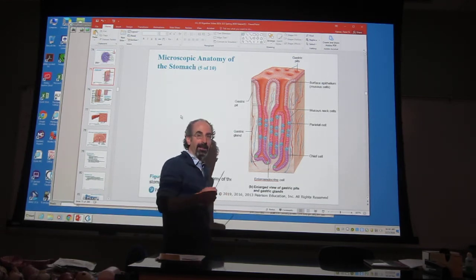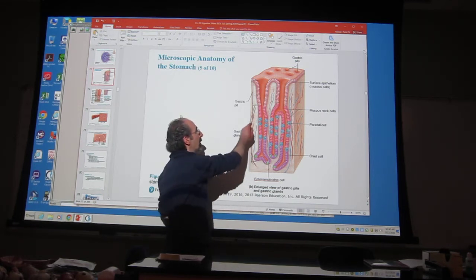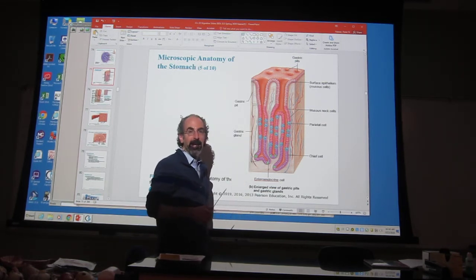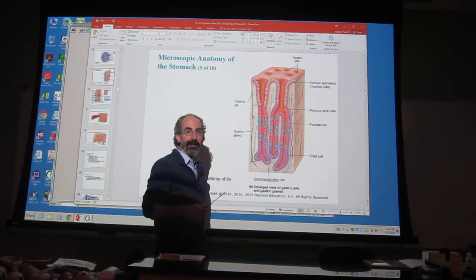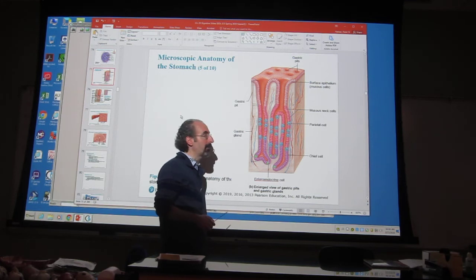But when the esophagus reaches the stomach, as you transition from the esophagus to the stomach, the epithelium changes its nature as well, and turns into simple columnar epithelium, and it stays that way throughout the rest of the GI tract until we get to the anus, when it turns back into stratified squamous epithelium.